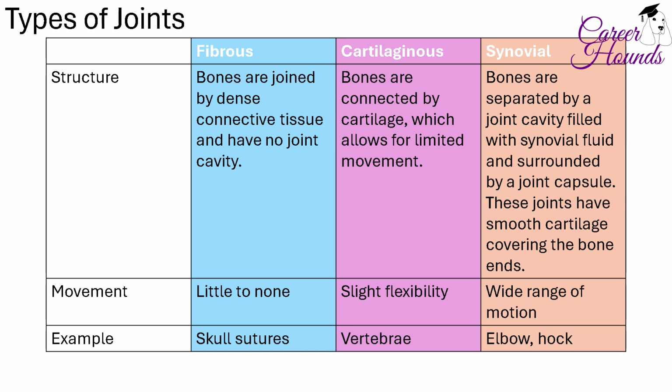A cartilaginous joint is called an amphiarthrosis, which you can only say in Hermione Granger's voice, and is a slightly movable joint.